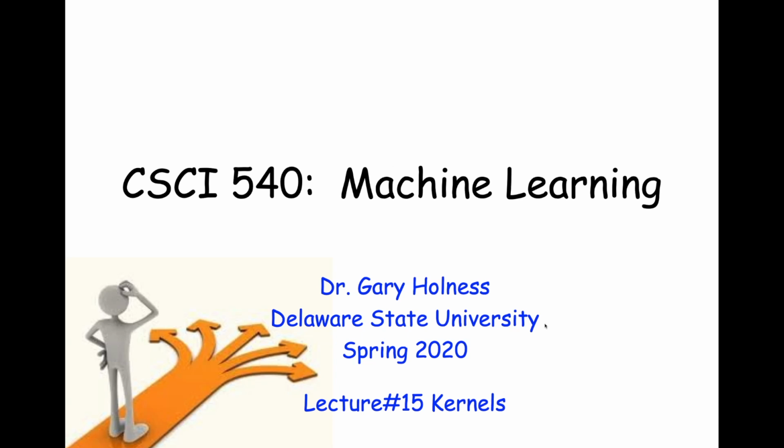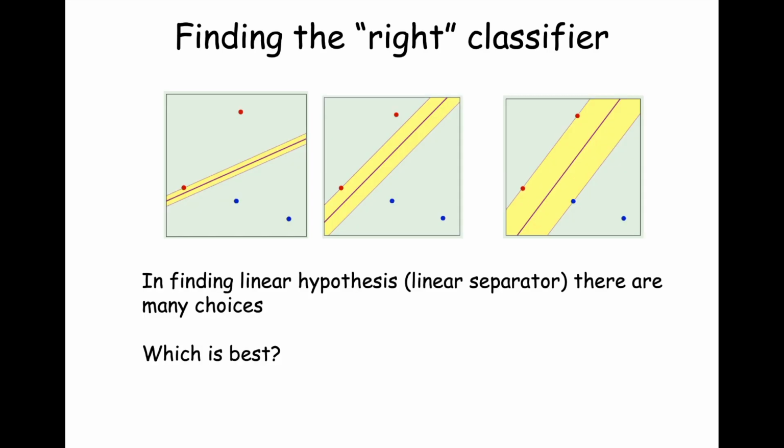And today we will continue our discussion related to support vector machines. But today's module, the focus is on kernels. And so when we last left off, we talked about this idea of finding the right classifier. And in finding a linear hypothesis, there are many different choices you can make. And we talked about this idea of the best choice as being that particular linear hypothesis that was associated with the largest margin or gap between the positive examples and the negative examples.